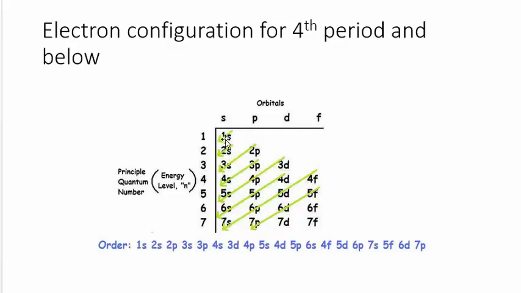We start with 1s and follow diagonal arrows, and we fill each subshell before going to the next subshell. Then once we get to the end of the arrow, we go to the next arrow below and follow the diagonal, filling subshells before we go to the next subshell. Here's the order we would get by following this diagonal: 1s, 2s, 2p, 3s, 3p, 4s, 3d, 4p, 5s, 4d, 5p, 6s, etc.